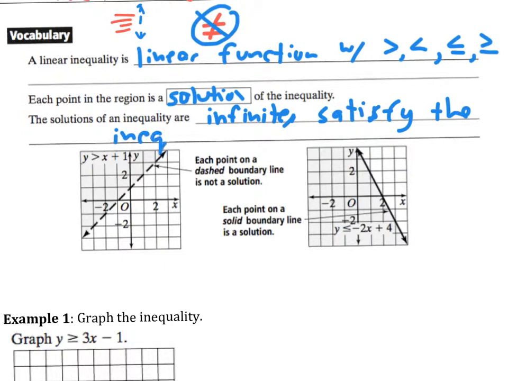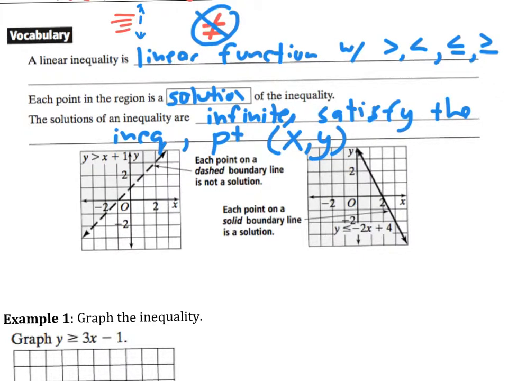Another thing is that it's a point. You will always have an x comma y. So three things. You have an infinite number of solutions. It's got to work. It's got to satisfy the inequality when you plug it back in. And it's going to be a point, some x value and some y value.